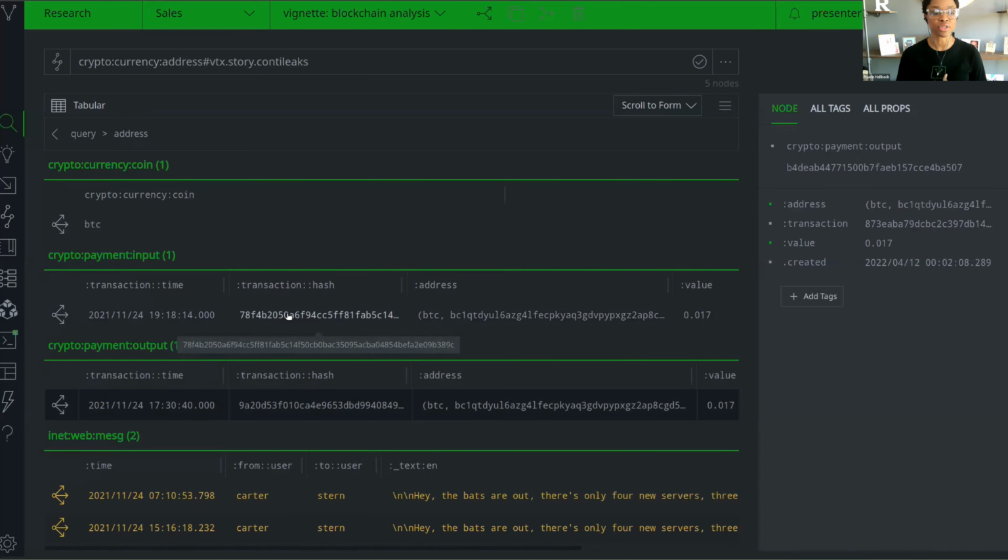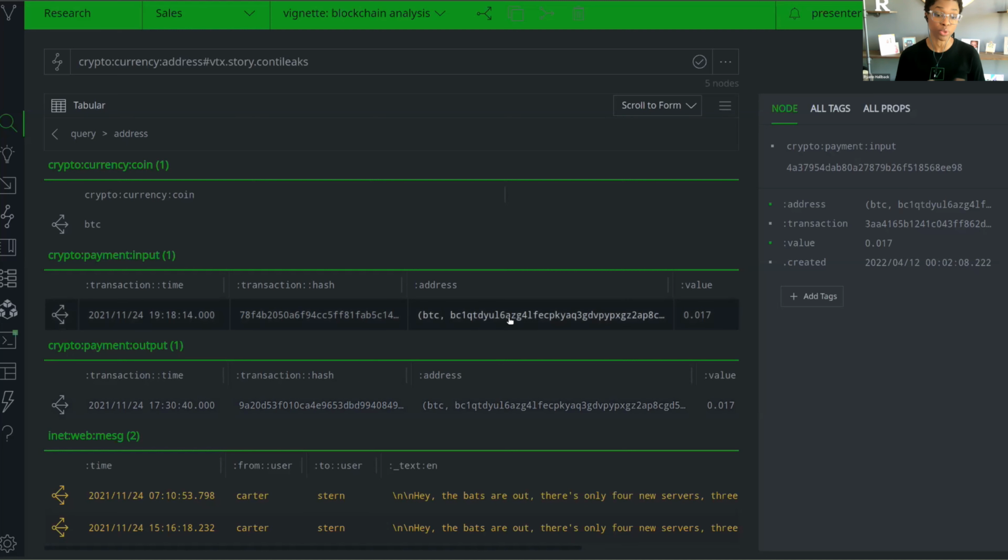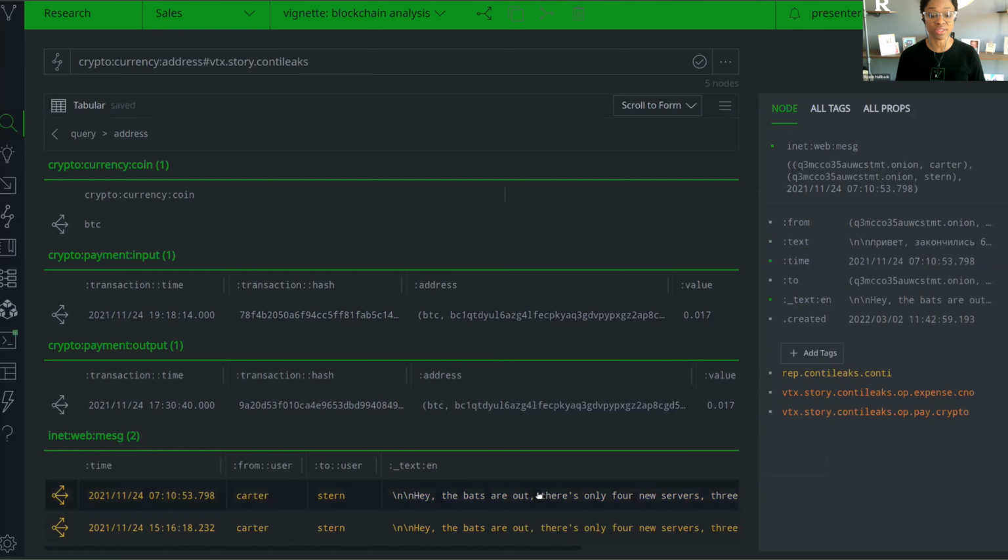You're going to see what inputs that address was associated with. You also see the outputs that it was associated with as well. So when did it receive money? And you see where it sent money. And then lastly, because of the way we link data in the system, what you see here is how those addresses are then also linked back to the web messages that they were extracted out of.